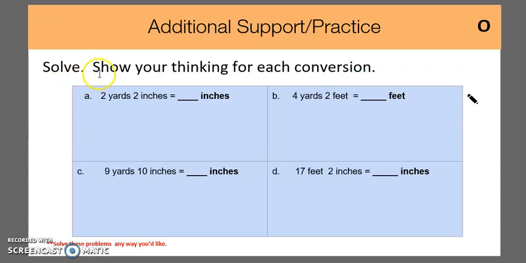Okay, for here we have 4 different situations. Show your thinking for each conversion. So for each of these, I want you to pause the video, work through each of the problems, and see what you come up with. On the next slide, we're going to go over some of the answers.